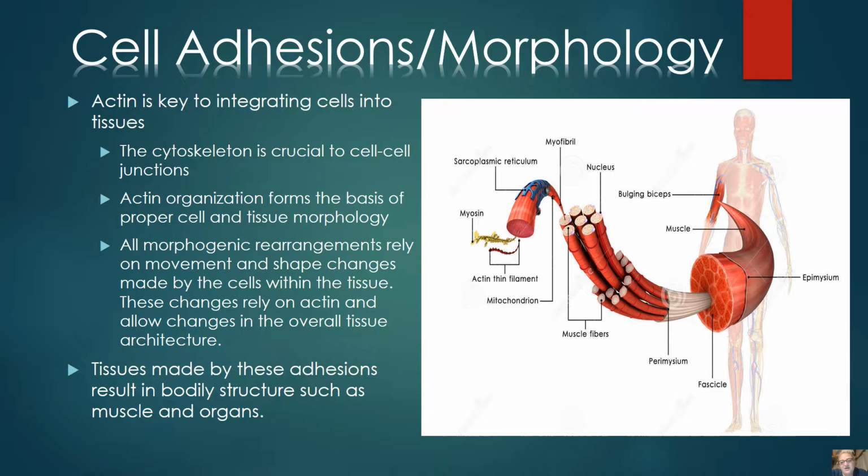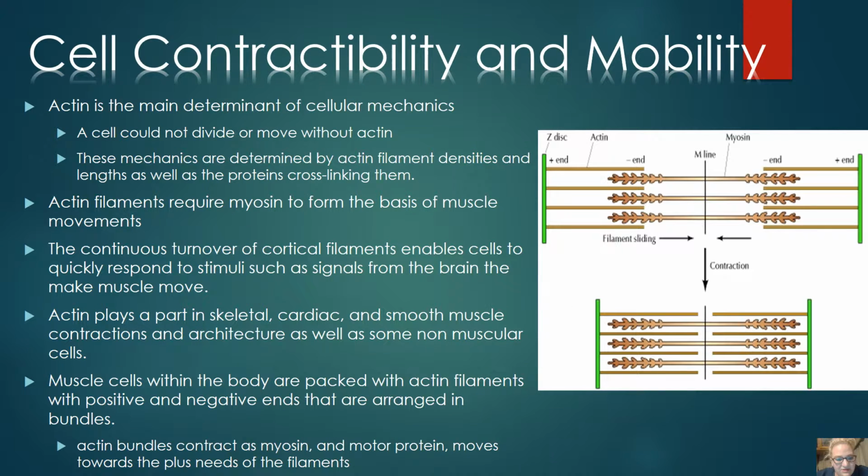So muscle cells or brain cells or cells that make veins or cells that form nerves that send signals from the brain to your foot. Tissues made by these adhesions result in bodily structures such as muscles and organs. As we see to our right, we look at that thin actin filament. I don't know if I'm highlighting it quite well. My computer doesn't like me highlighting that. But anyway, the actin thin filament forms with myosin to make muscles inside of the body.